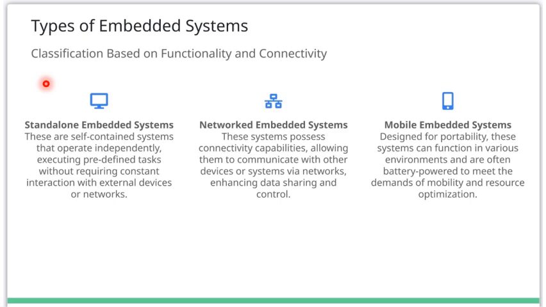So based on connectivity or functionality, we can classify the embedded system into three categories: the standalone embedded system, the networked embedded system, and the mobile embedded system.